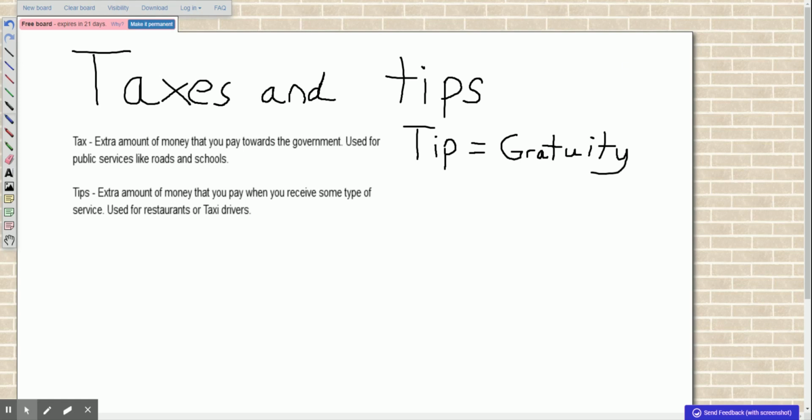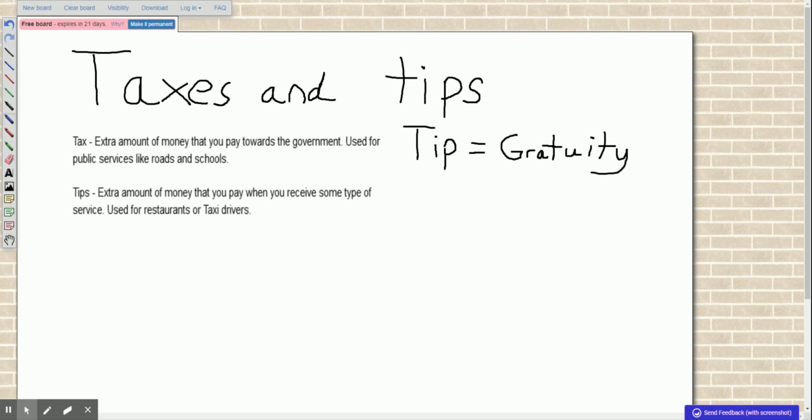And the other thing we're covering are tips, which is also just an extra amount of money that you're paying. And this is when you receive some type of service. You obviously have seen people tipping at restaurants. You can also tip for taxi drivers and things like that. Tipping is technically voluntary. You don't have to tip. You're probably not going to be considered a very nice person if you don't tip, but it is technically not something that you have to do.